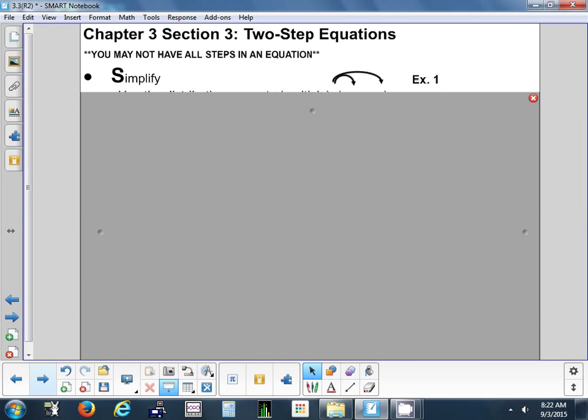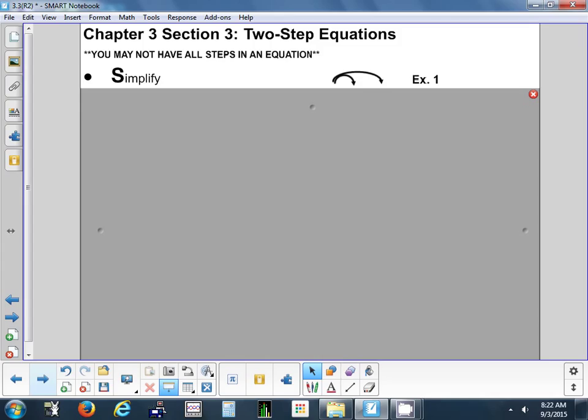So you want me to do this? Sure, why don't you go through that, Mr. Roy? All right, so first thing, we're going to use that acronym like we talked about with PEMDAS. Each letter stands for something. The S is going to stand for simplify.